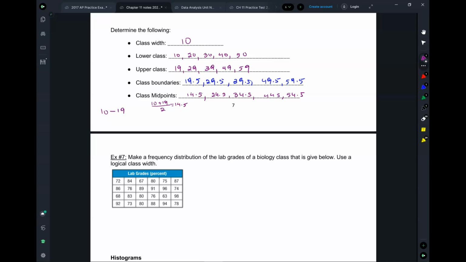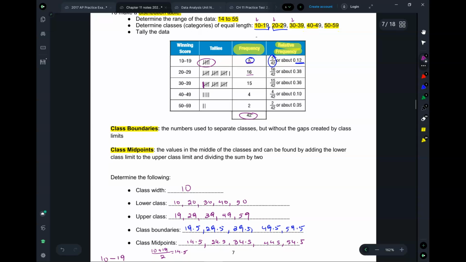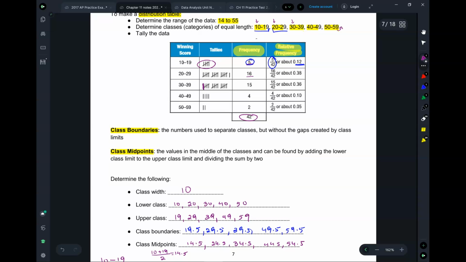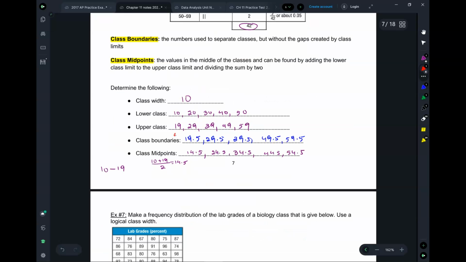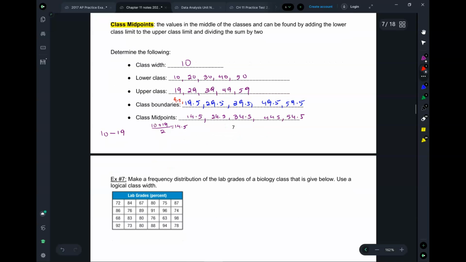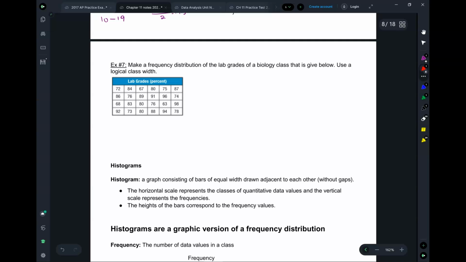Yeah. Why, for the class boundaries, is it 59.5? Because the boundary for this one is 59.5. Oh, I'm sorry. I should have also put the 9.5 up here at the very front, because you also go in the beginning and in the end. Okay? So 9.5 as well. Yeah. Okay. All right, so let's go here and let's make a frequency table of this.